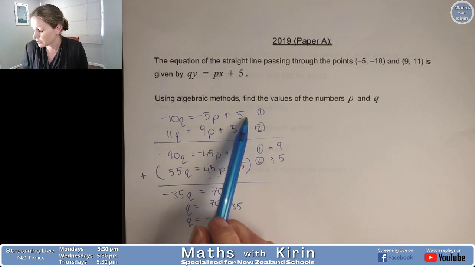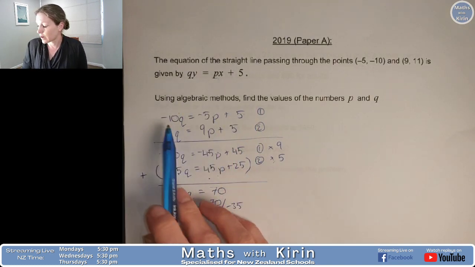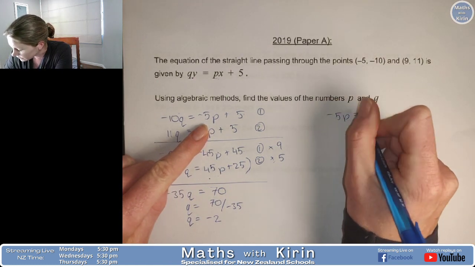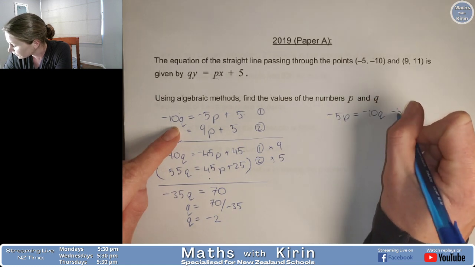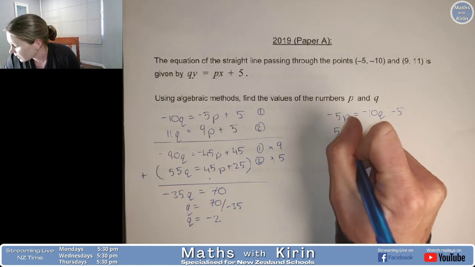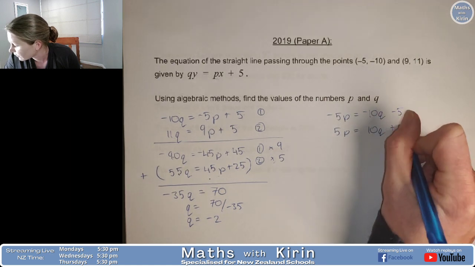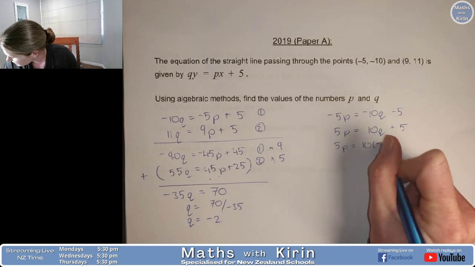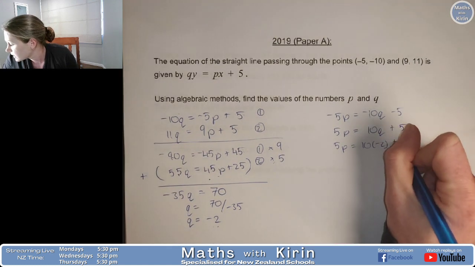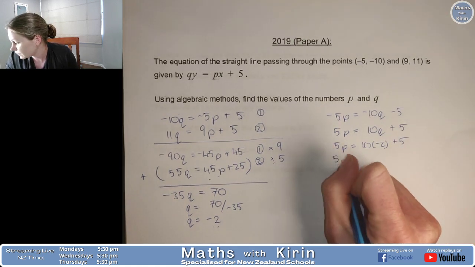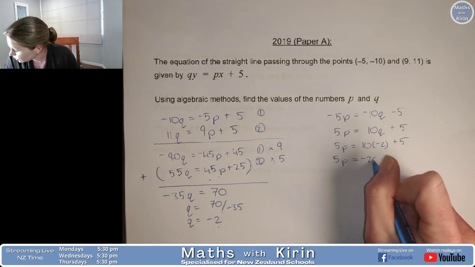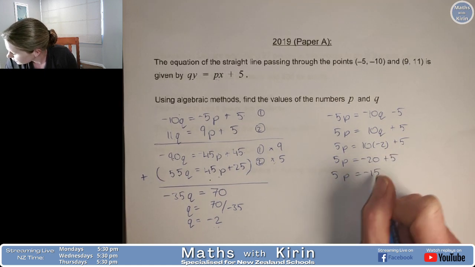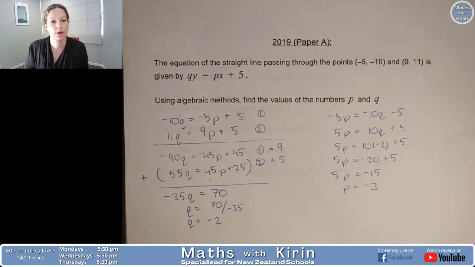Okay, once we've found q, going back to here in order to find p, I'm going to use the top equation. So we know that negative 5p is equal to negative 10q minus 5. That means that 5p is equal to 10q plus 5. So multiplying everything through by negative 1. 5p is equal to 10 times negative 2, which is our q value from here, plus 5. 5p is negative 20 plus 5. So 5p is negative 15, which means p is negative 3.